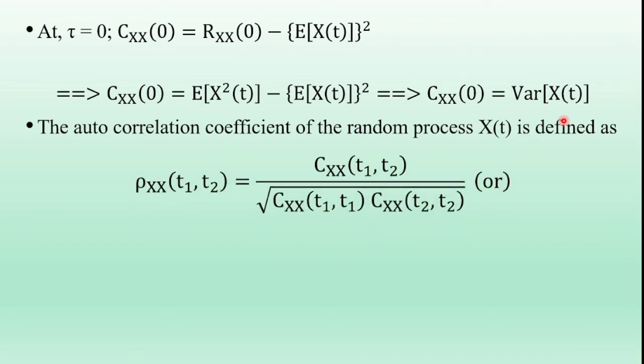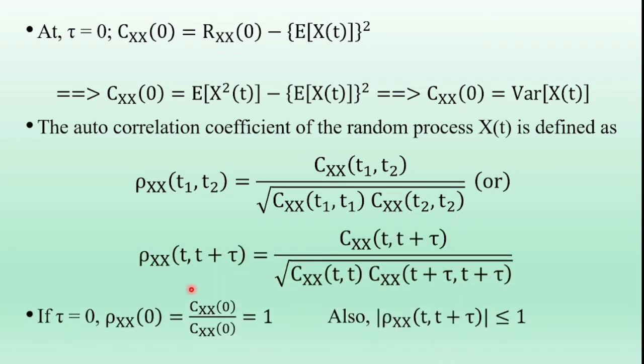The autocorrelation coefficient of the random process x of t is defined as rho xx of t1 comma t2 is equal to Cxx of t1 comma t2 divided by square root of Cxx of t1 comma t1 into Cxx of t2 comma t2, or rho suffix xx of t comma t plus tau, so t1 is equal to t and t2 is equal to t plus tau. This equation is also written as rho xx of t comma t plus tau is equal to Cxx of t comma t plus tau divided by square root of Cxx of t comma t into Cxx of t plus tau comma t plus tau. So in this equation, substitute tau is equal to 0, we get the autocorrelation coefficient value as 1.